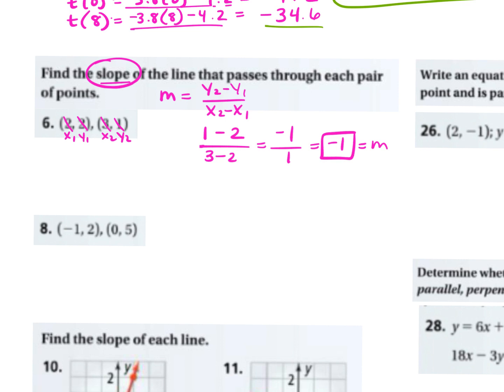All right, this one, x1, y1, and x2, y2. So we're going to go y2 minus y1, and then x2 minus x1. So that's minus a negative, which is actually plus a positive. 5 minus 2 is 3, 0 plus 1 is 1, and that can actually just simplify to a whole number 3 for your slope.